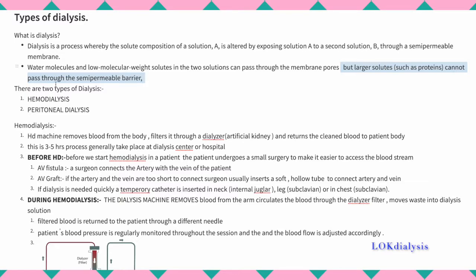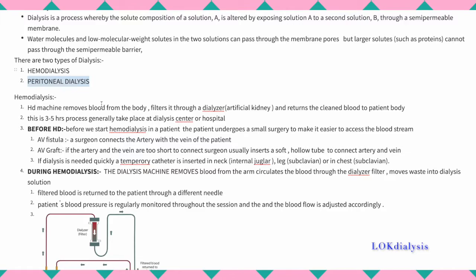So there are two types of dialysis. First is hemodialysis and second is peritoneal dialysis. One by one we are going to talk about both of them. Firstly we are going to discuss what is hemodialysis.